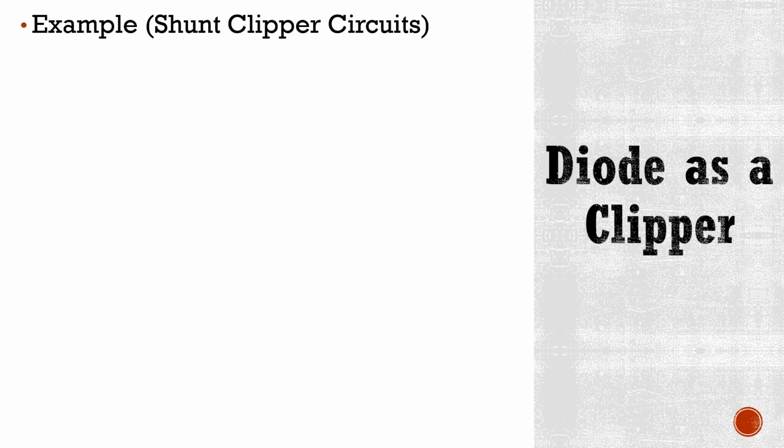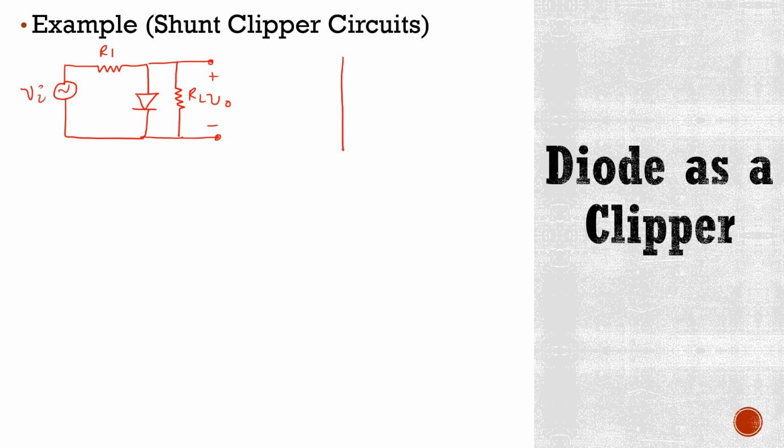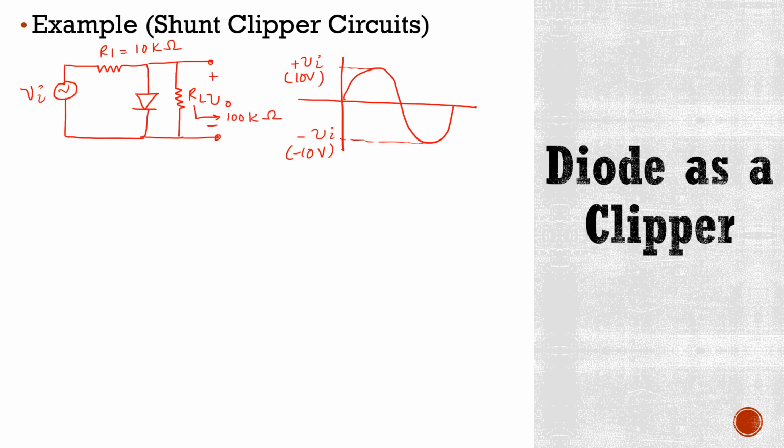Now we will look at some examples of shunt or parallel clipper circuits. If we have a circuit like this, we know that in shunt clippers, load resistor is connected in parallel with this diode, and here voltage drop across this resistor is V0, this is RL, this is R1, and this is Vi or input source.